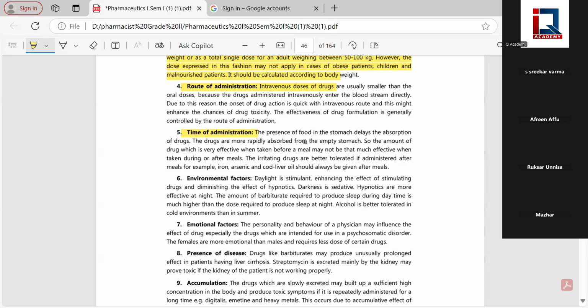You will get it in the afternoons. As they prolong, the pain and intensity prolong. So the time of administration is important, because depending on the time of day, chronological factors will affect many diseases and change them. For example, you can see here, the presence of food in the stomach delays the absorption of the drug.